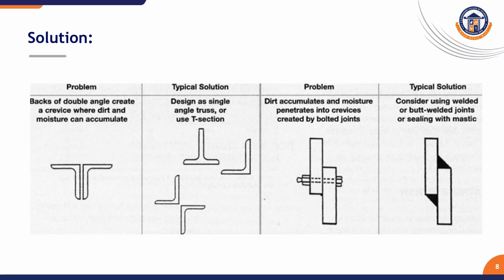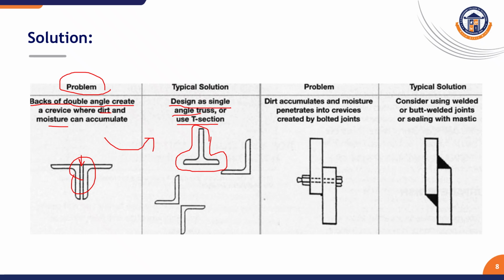Here we see some problems given. Back-to-back double angles create a crevice where dirt and moisture can accumulate. See, in these places moisture and dirt can accumulate, so corrosion takes place in that area. The solution given here is to design it as a single angle section, that is, use a T section, so that no corrosion takes place.